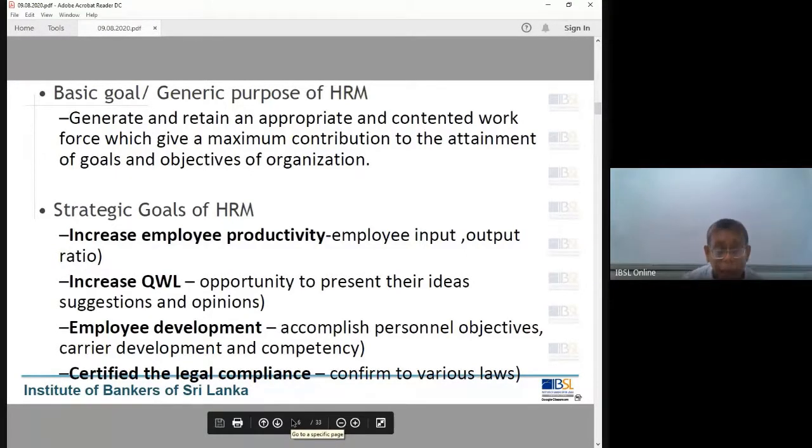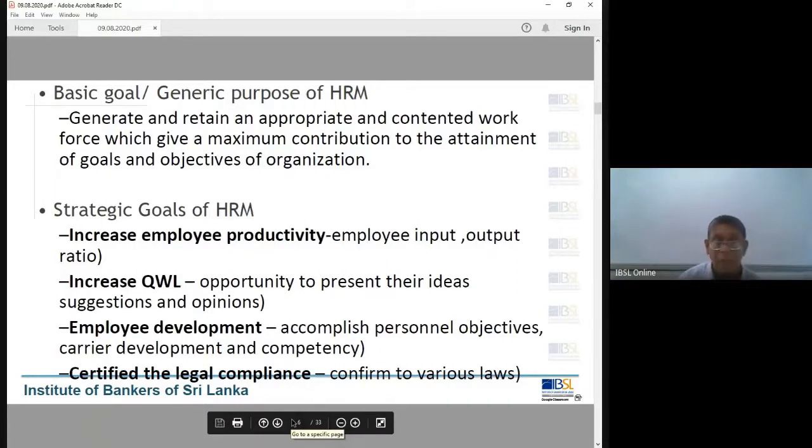So what do you mean by competency? Any person's competency means three things. Knowledge: knowledge about your product, knowledge about your bank, knowledge about your industry, knowledge about your customers, knowledge about your competitors. So HR tries to develop your knowledge.